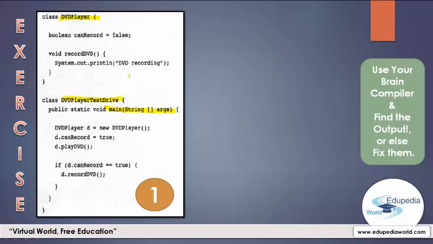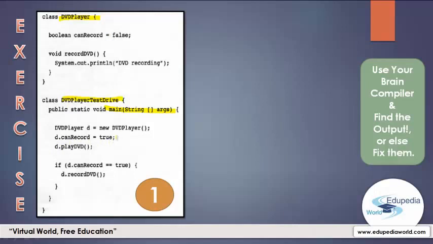If we look at where the instance variable is declared in the DVD player class, it is a boolean variable. That means you can assign only two values to canRecord: true and false. They are not string values, they are logical values. Therefore we do not need to put double quotation marks around true and false. You can directly say false and true. By default canRecord is false, but here we assigned a new value, true.